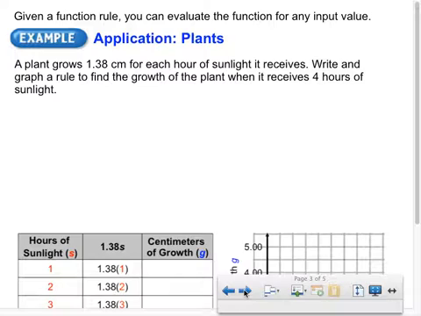Okay, given a function rule, you can evaluate the function for any input value. Application, plants. A plant grows 1.38 centimeters for each hour of sunlight it receives. Write and graph a rule to find the growth of the plant when it receives 4 hours of sunlight. So now I need you guys to make your own function. From that information right there, make your own function.